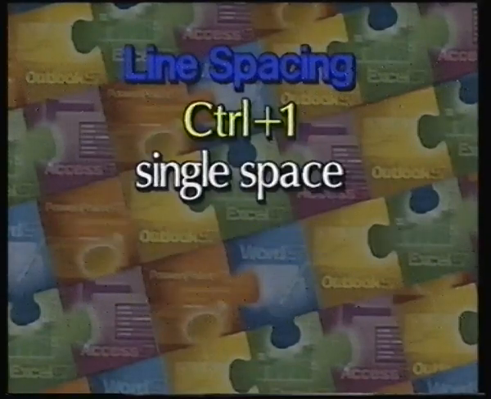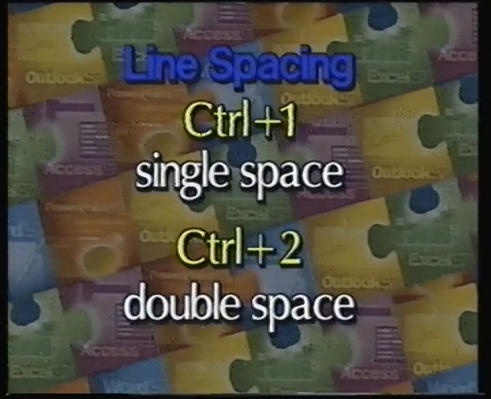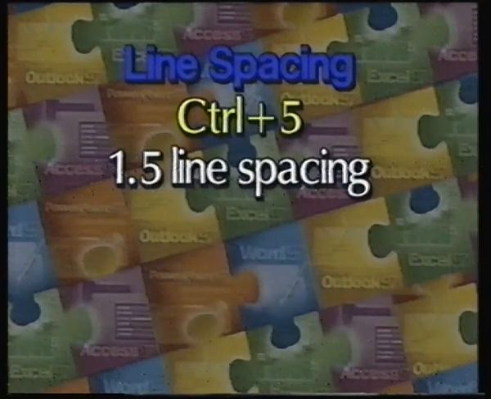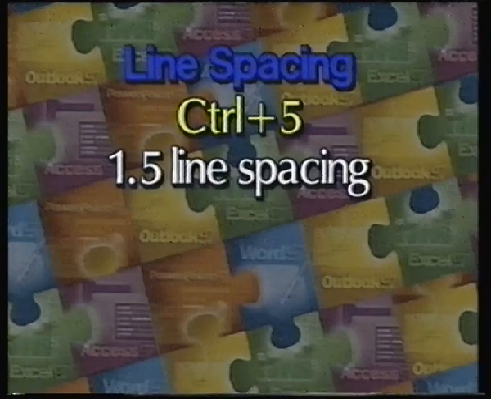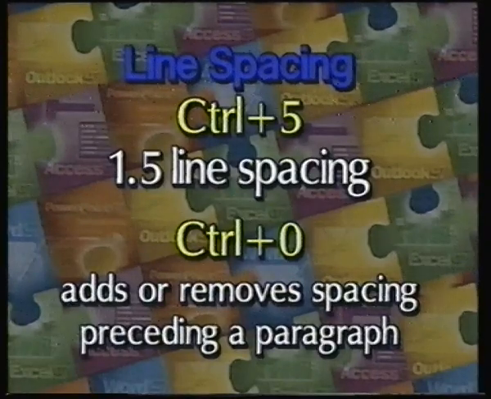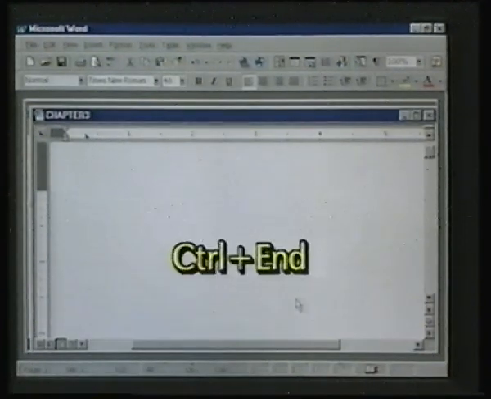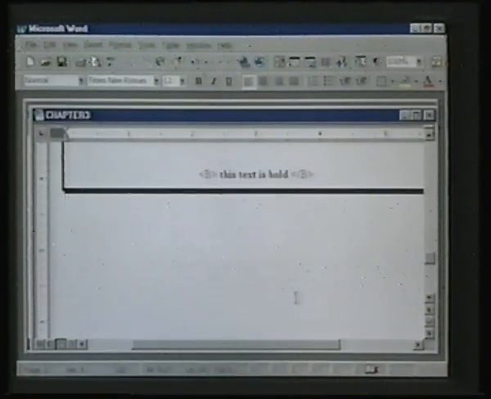To single space, press Ctrl+1. To double space lines, use Ctrl+2. For a single spacing of 1.5, press Ctrl+5. To add or remove a line space preceding a paragraph, press Ctrl+0. Let's add some text to the bottom of the document. Press Ctrl+N to get there.